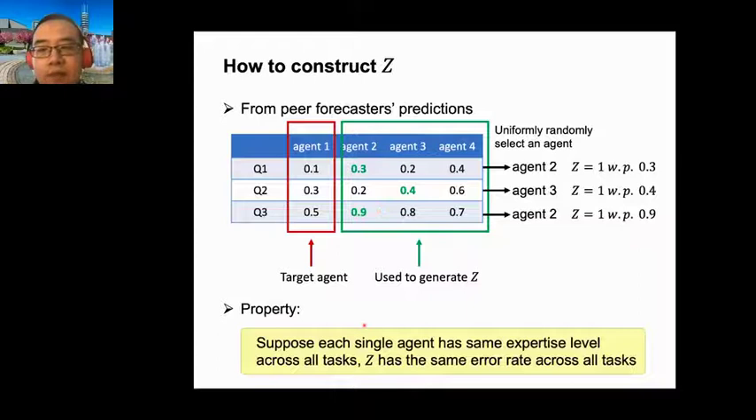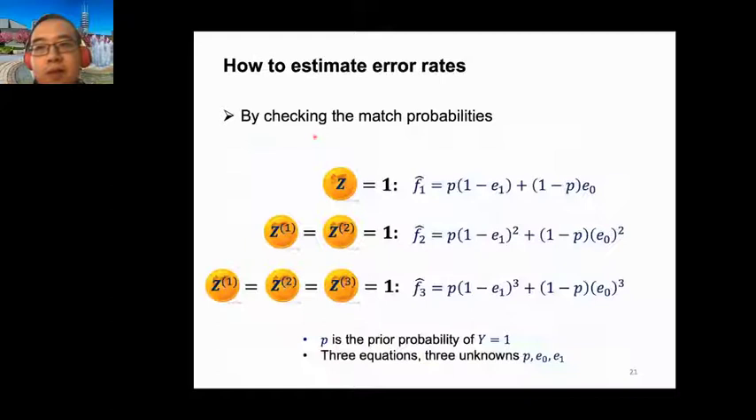The property of this construction is that suppose each single agent has the same expertise level across all questions, then Z will also have the same error rate across all questions. This gives us a chance to estimate the error rates. And the method we use to estimate the error rates is checking the matching probabilities. The terminology here is the method of moments.